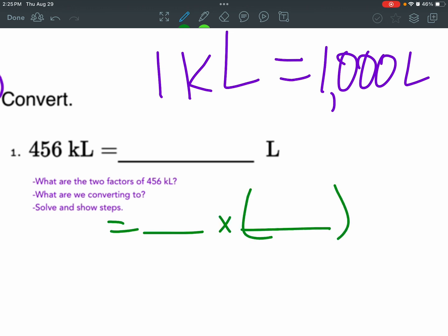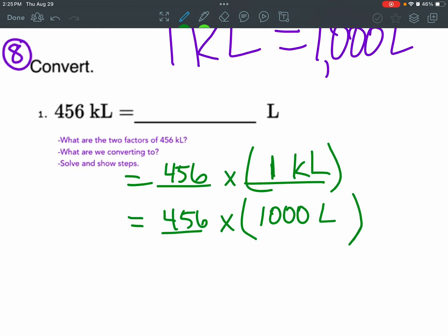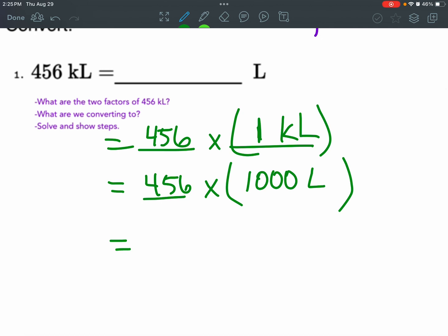All right, so again, we want to break out the one. This one's going to be a kiloliter. And this would be 456, so there's our two factors. 456 stays the same, but 1 kiloliter equals 1,000 liters. And that would get us 456,000 liters.